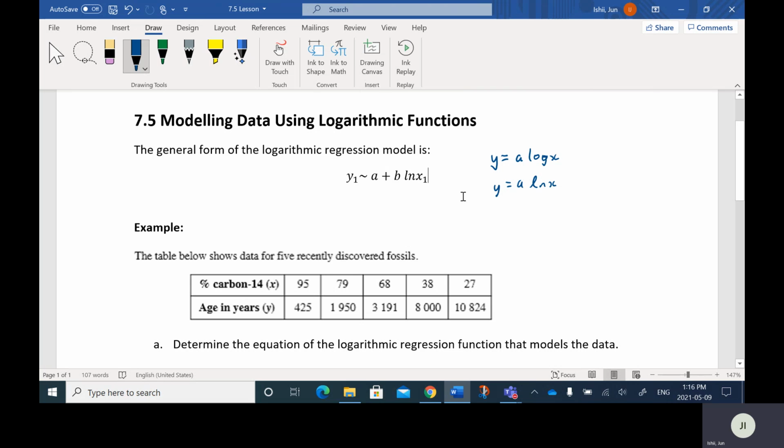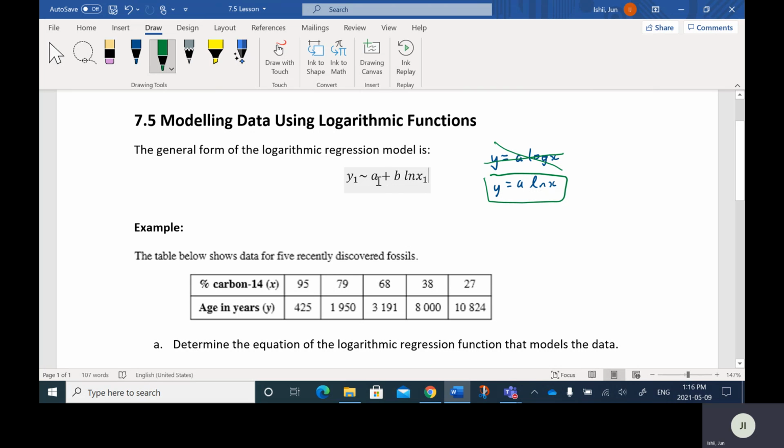Now, there's a couple things I want to point out. When it comes to modeling the data, we're actually only going to use the second type, ln x. We're not going to use log x. So you're going to use this as your logarithmic function.